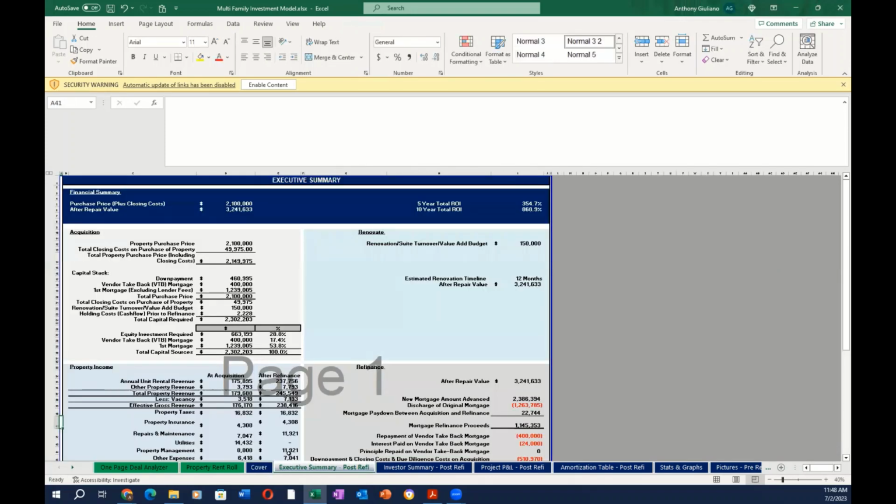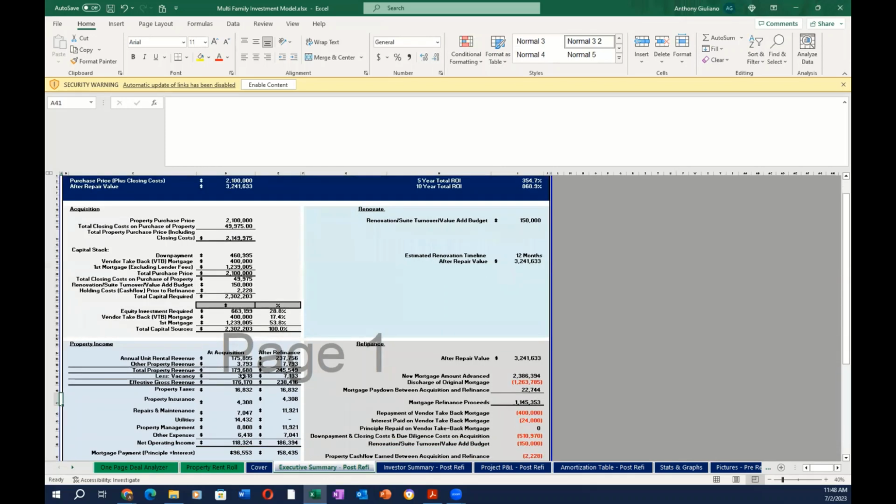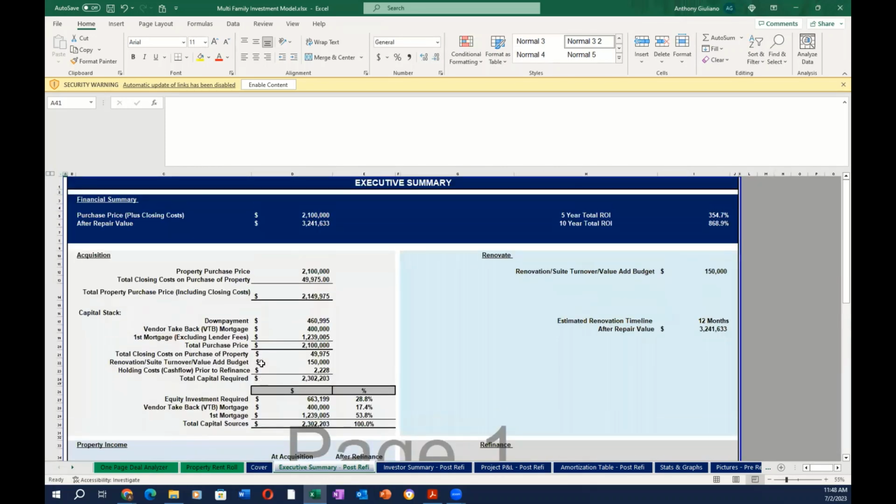Next, there's also an executive summary that gets produced. This is a really quick summary of the deal. If somebody asks me, show me this deal in one page, in a snapshot, this is what you would show them. You'd show them the acquisition: I'm going to buy this property for $2.1 million, I'm going to have to put about $49,000 in closing costs, and this is how much the total, including closing costs, is going to cost me.